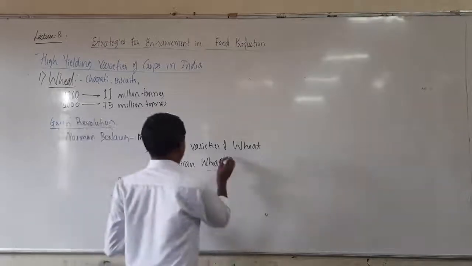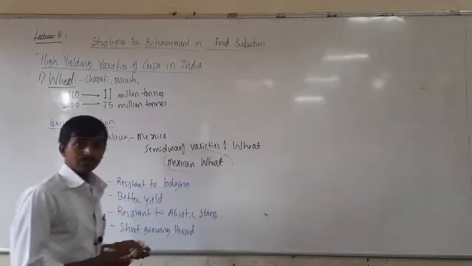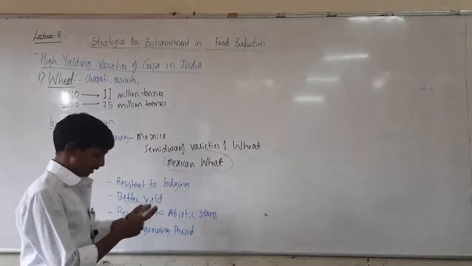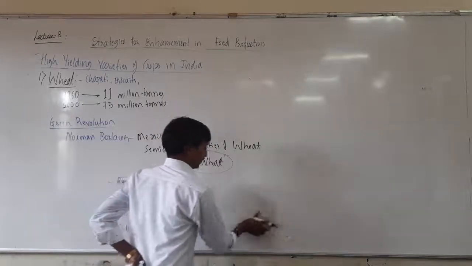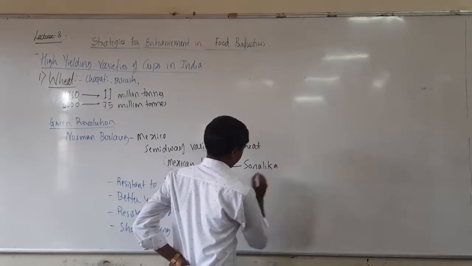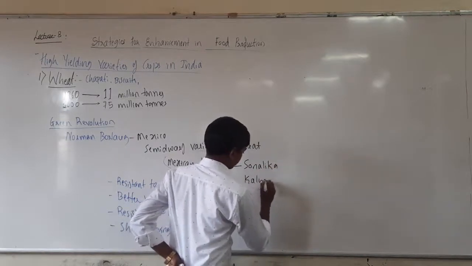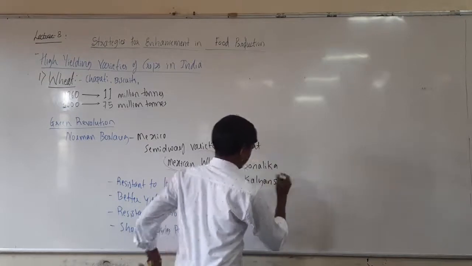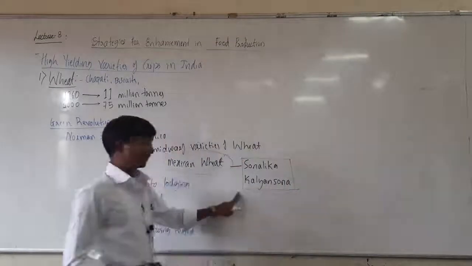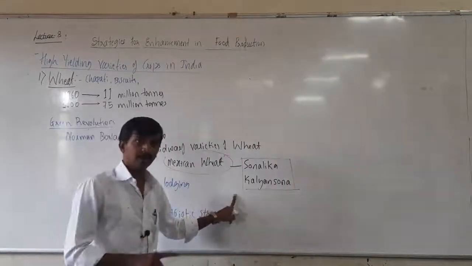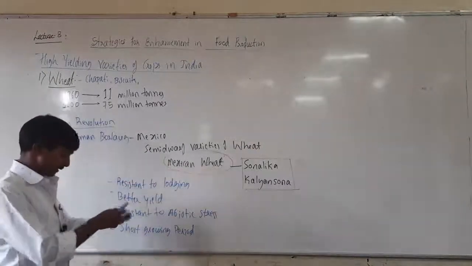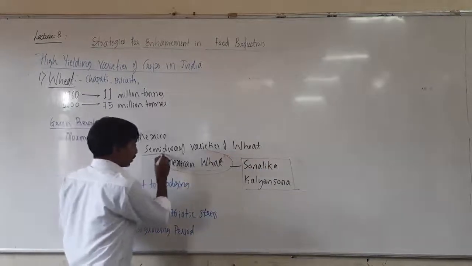When this variety was crossed with Indian wheat varieties, two main varieties were developed in India. They are Sonalika and Kalyansona. Remember, these are the two varieties of wheat developed in India by crossing the Indian wheat with the Mexican wheat varieties. And remember, they are semi-dwarf.